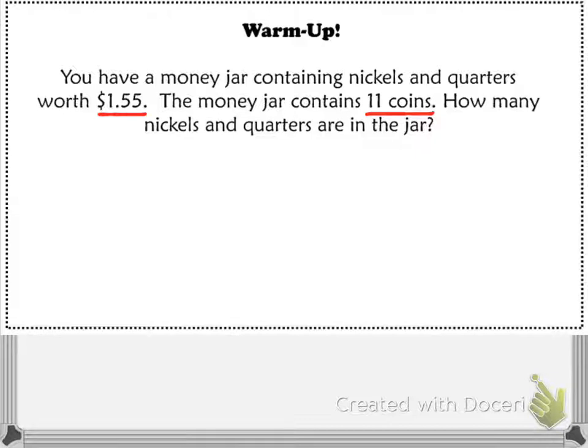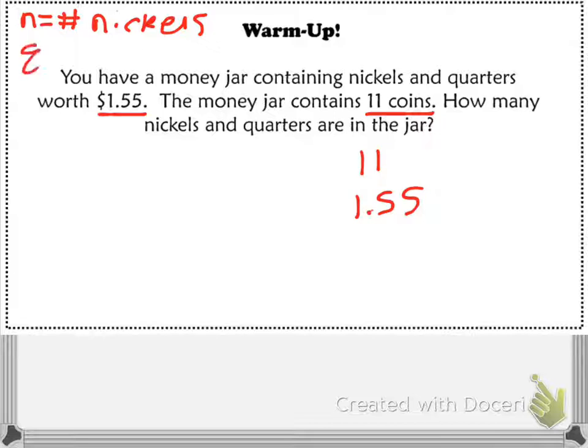So I'm going to take those two totals. One of them is 11, one of them is $1.55. Then I somehow need to get my variables involved here. My variables are just the number of nickels I'm looking for and the number of quarters I'm looking for. So let me write that up here. N will be the number of nickels, and Q will be the number of quarters.